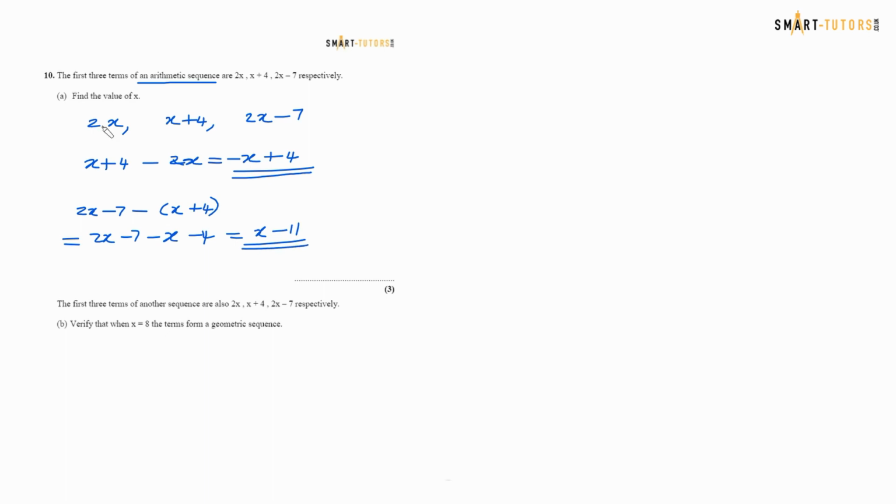So the difference has to be equal. So minus x plus 4 equal x minus 11. If you take the minus x to the other side, so plus x together with x, 2x minus 11, this side is 15.